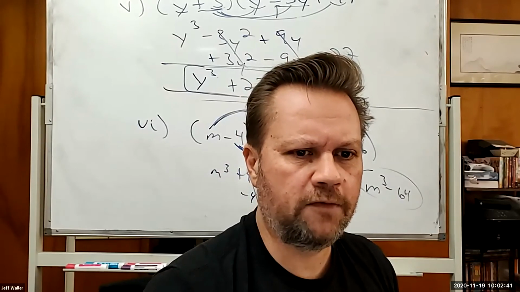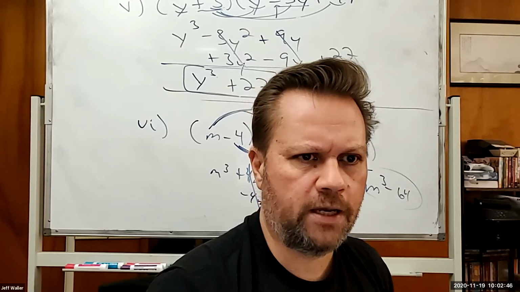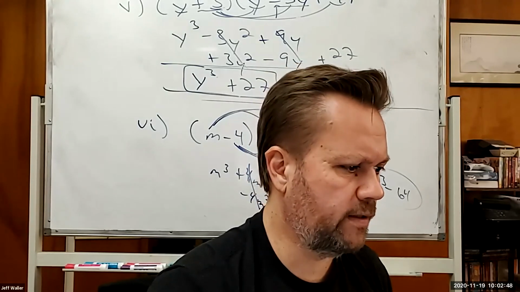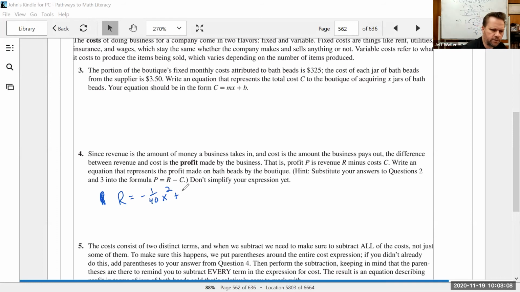Let's look at these individually, real quick. So we got, let's look at each of these individually. The revenue was -1/40 x squared plus, I can't remember now. Was it 22x? No. Do you remember what the revenue was?